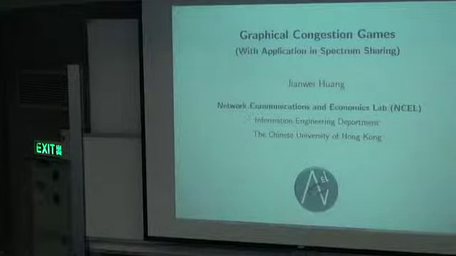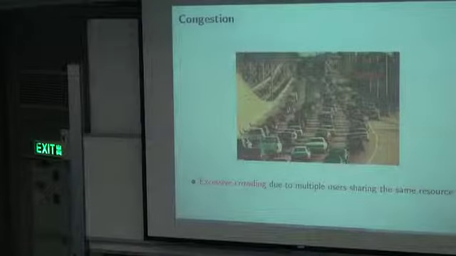Now if you look at this short title, there are three keywords. Every word is a keyword, right? There's congestion, and we're looking at game, and eventually we're looking at graphs. So what is congestion? Congestion essentially means excessive crowding.